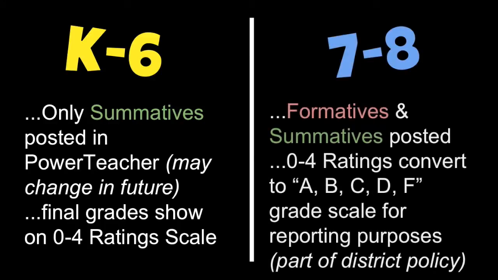At grades 7 and 8, both formatives and summatives will be posted, and this will help to show progress for students along the way as they do their formatives, but they will not be counted in the final grade. Only the summatives will be counted in that final grade. Those 0 to 4 ratings will convert to the A, B, C, D, F grade scale for reporting purposes, and this is part of our current district policy that we report out grades at the middle school and high school levels on the A, B, C, D, F grade scale.